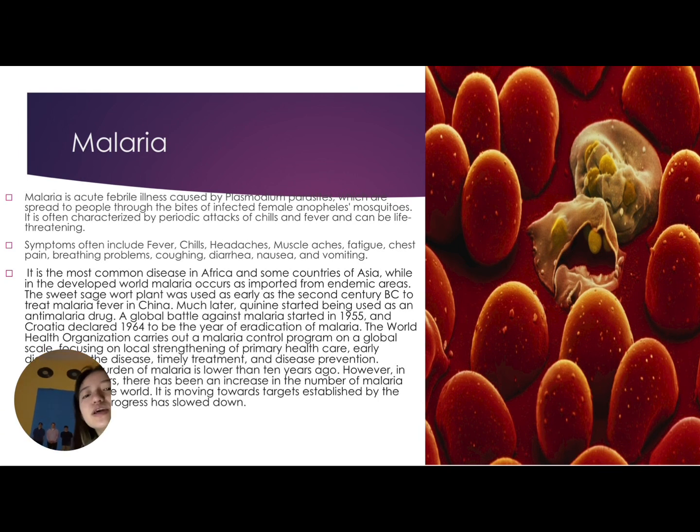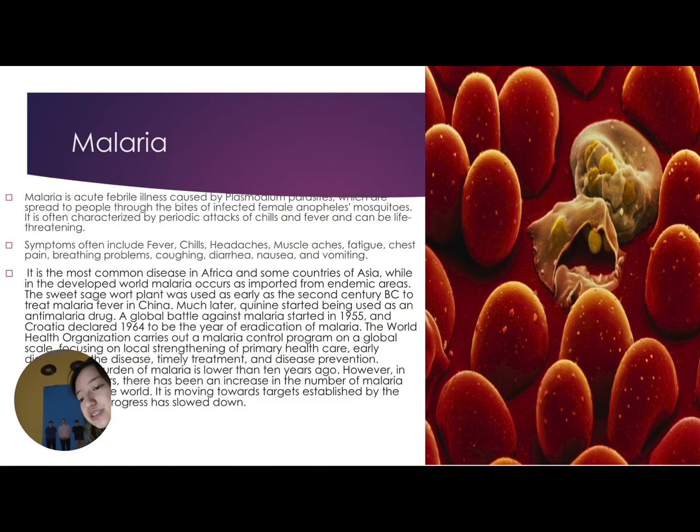It is the most common disease in Africa and some countries of Asia, while in the developed world, malaria often occurs as imported from epidemic areas. The sweet sagewort plant was first used in the 2nd century BC to treat malaria fever in China, and then much later, it started being used as an anti-malaria drug. The whole battle against malaria started in 1955. Croatia declared 1964 to be the eradication of malaria.